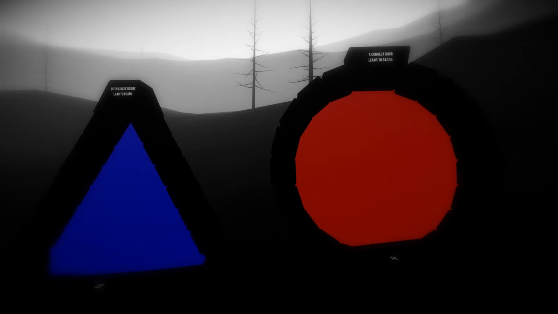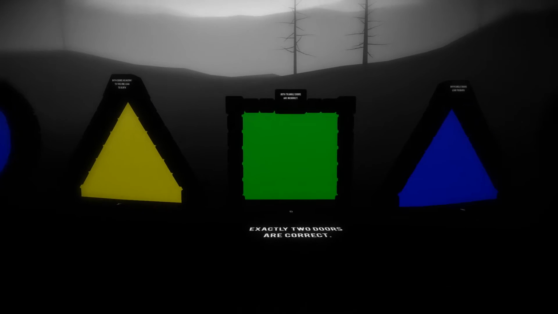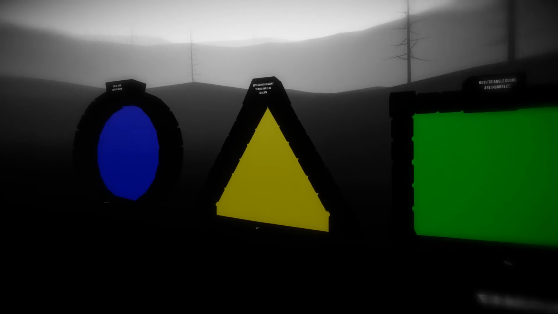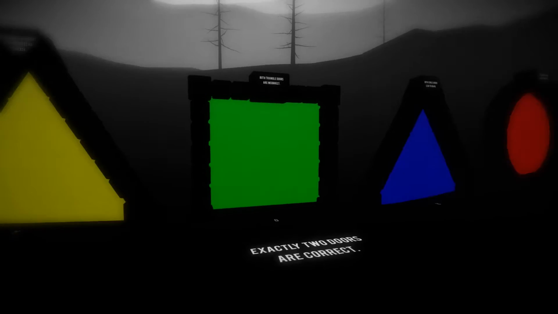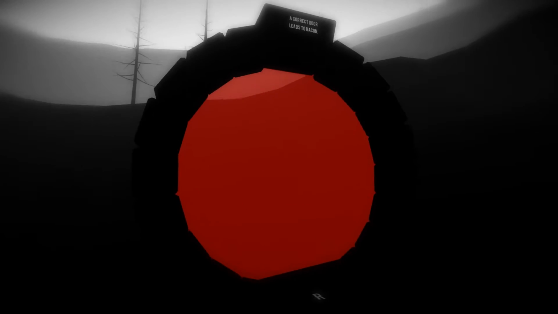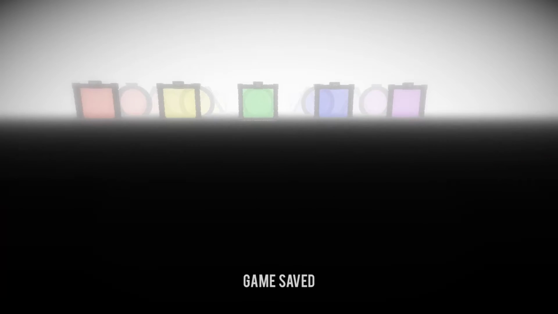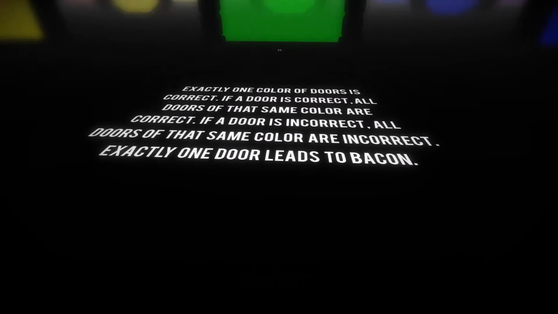Correct door leads to bacon. Both circle doors lead to death. I think it's pointing towards this one. Death. I was wrong. Okay. So, blue triangle is death. Both triangle doors are incorrect. That could be true. Both doors adjacent to this lead to death. So that's death, death, death, death, bacon. Bacon. Yeah. Oh, no, what? No, no, no, no, no.